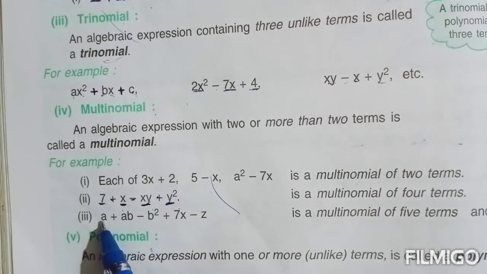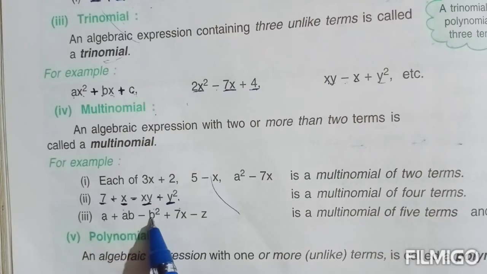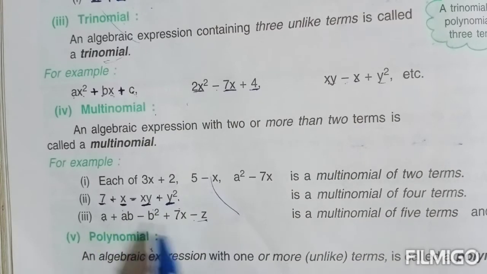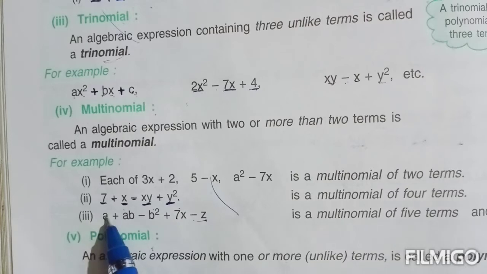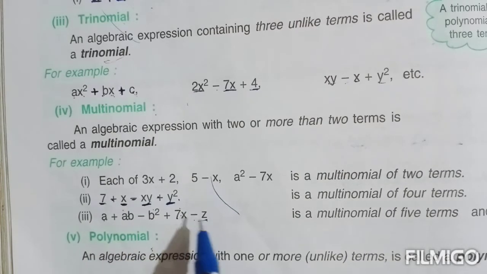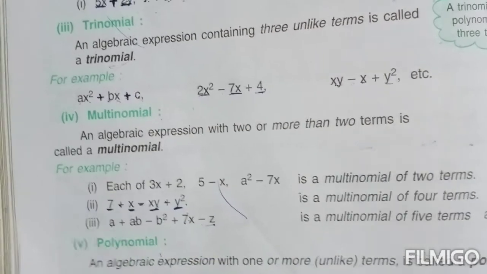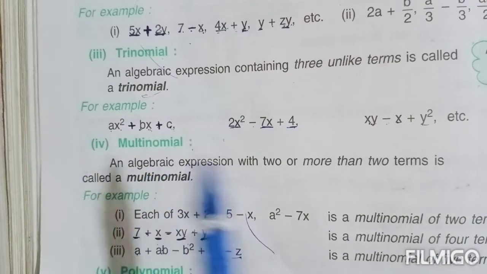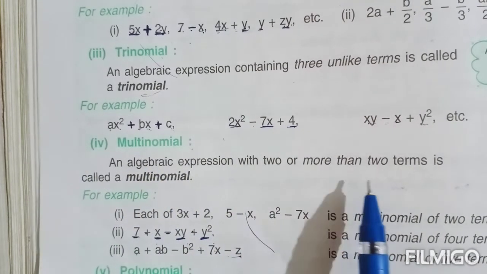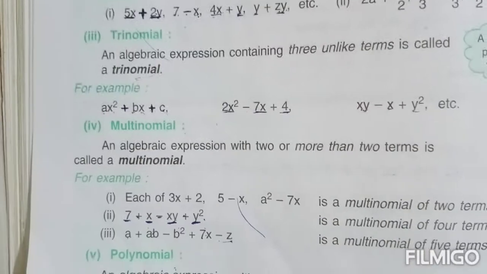Okay, third one, a plus ab minus b square plus 7x minus z. This is a multinomial of how many terms? 1, 2, 3, 4, 5. 5 terms. Okay, so a multinomial contains 2 or more than 2 terms.